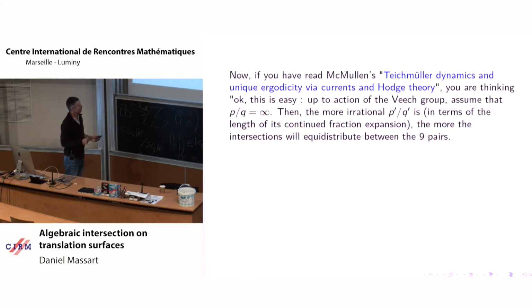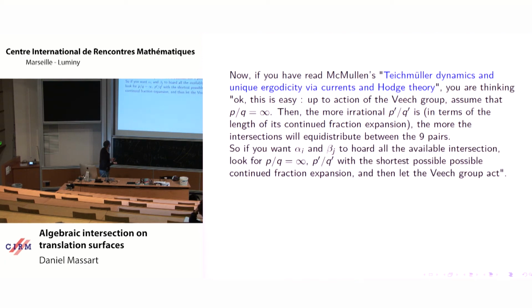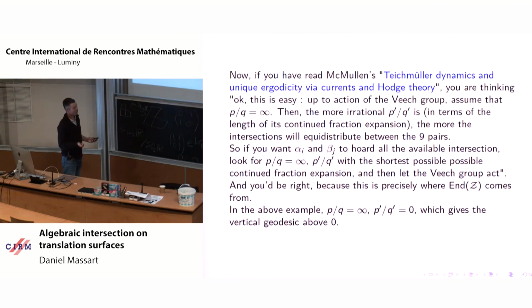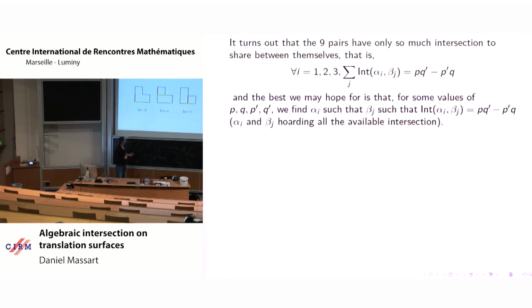So now what we want for our purpose is to find closed geodesics which do not equidistribute. So what we need is directions, P over Q, which have the shortest possible continued fraction. So those are the, and those are precisely, okay, sorry, I'm going back to my drawing of the set Z.